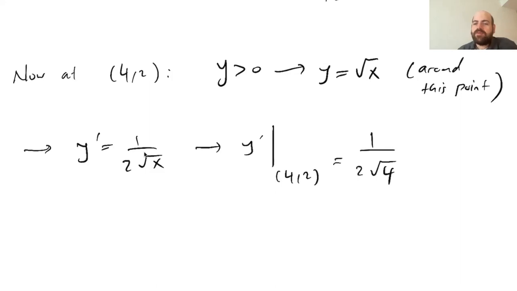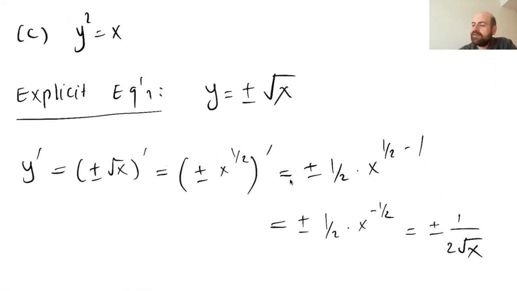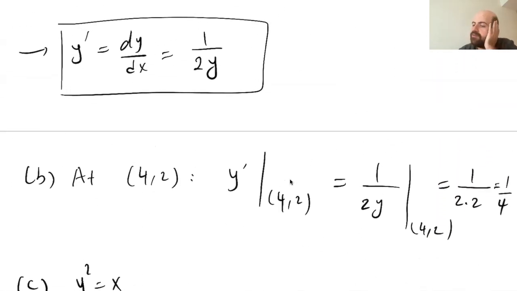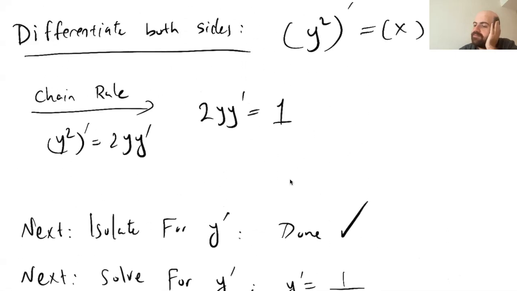This time we just need the x value, because remember, we're working with explicit equations. So on the right-hand side, naturally, as expected, only x appears. At the point (4, 2), the x value is 4. So 1 over 2 root 4, and that's 1 over 4. Same answer as before, as in part B.